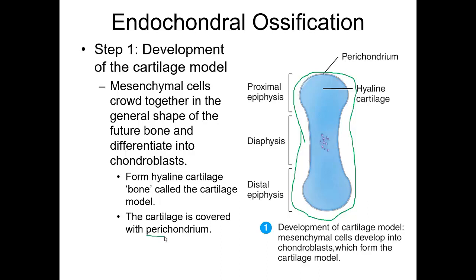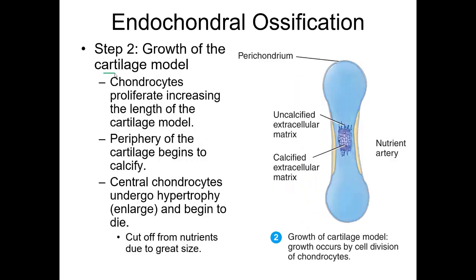In the second stage, it is growth of the cartilage model. So the chondrocytes, which are the cells of the hyaline cartilage, are starting to proliferate, divide by mitosis, and divide. The central chondrocytes are starting to undergo hypertrophy. Everyone should be familiar with what hypertrophy means, starting to enlarge and begin to die.